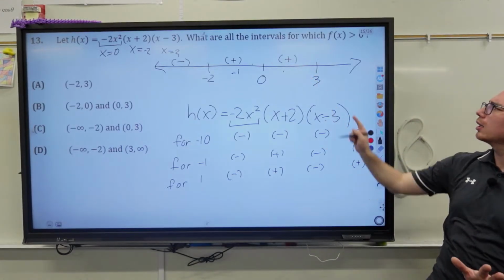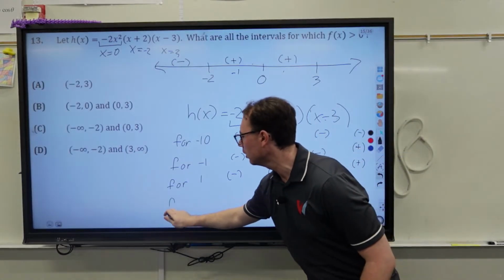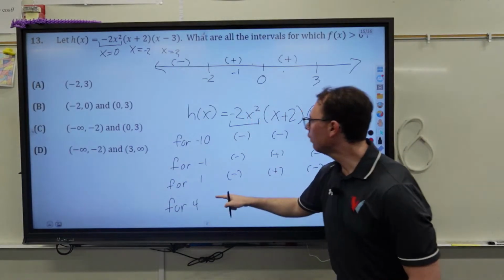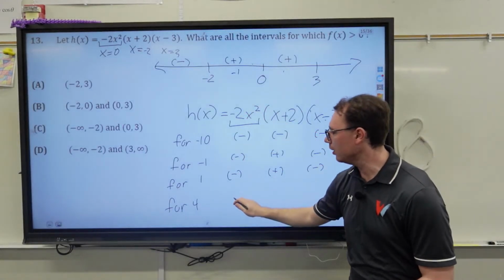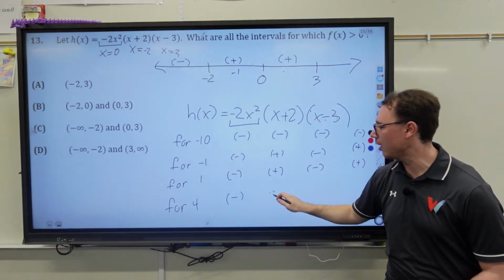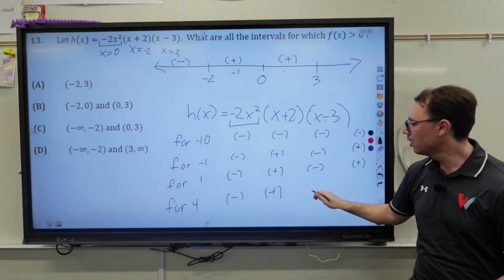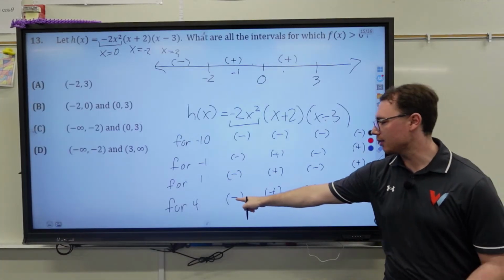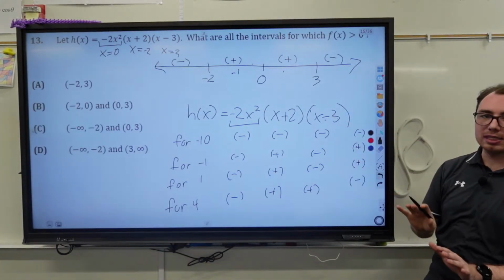Eventually, just real quick, anything past 3 here, if we plugged in 4 very quickly, 4 squared is going to have a 16 times -2, gives us a negative value. 4 here gives us plus 6, so we get a positive value. 4 minus 3 here gives us another positive value. So we end up getting positive times a negative is going to be negative here. So everything past 3 is negative.